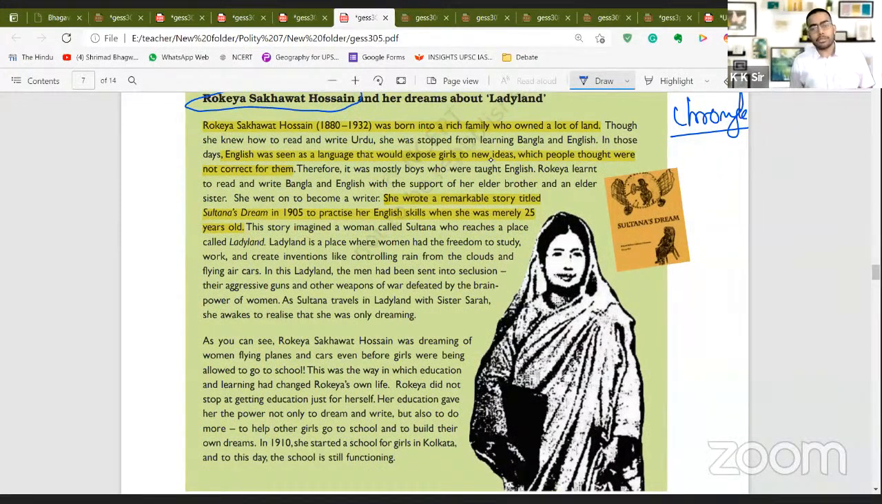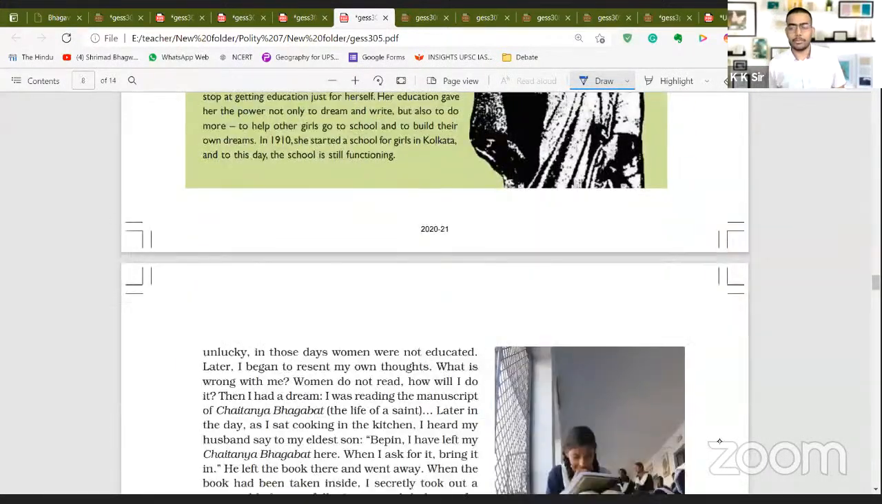She, at the age of 25 years, wrote the book called Sultana's Dream. She was also from an elite family, and although she knew how to read Urdu and she was taught how to read Urdu, she learned Bangla and English as well and wrote Sultana's Dream in English.